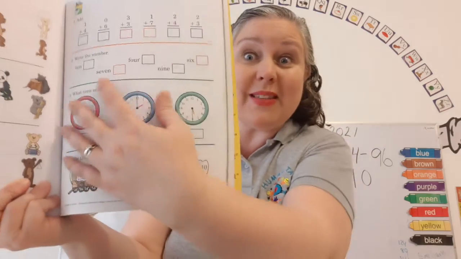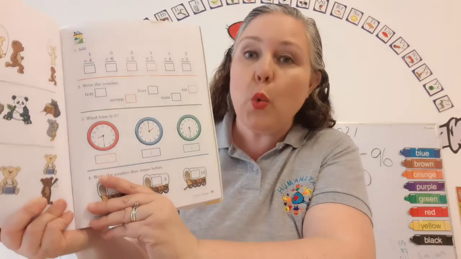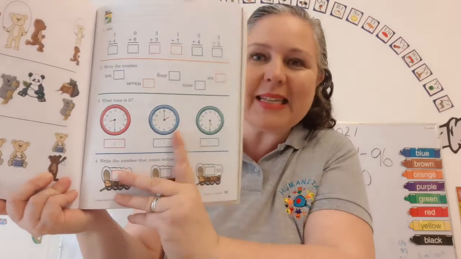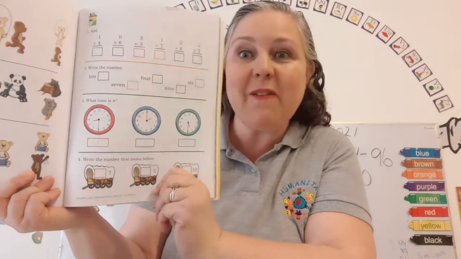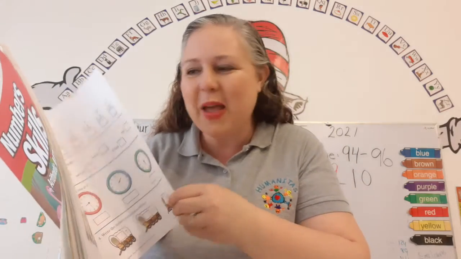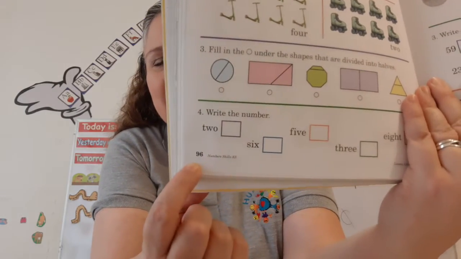Okay, you can read the rest of them. And number 3 says, what time is it? What time is it? You can do it. We just practiced. And then number 4 says, write the number that comes before. You know how to do that too. We just practiced on the whiteboard. Ooh, and then we're going to turn to page 96.